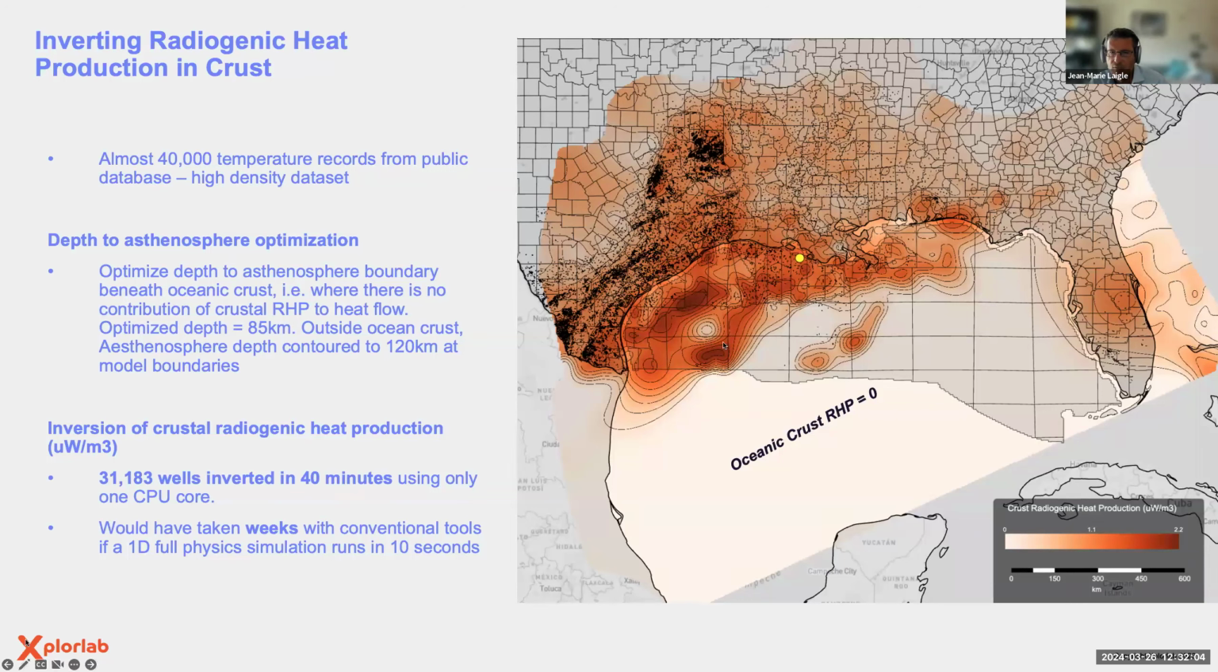So this entire inversion process is something that takes only 40 minutes with such a simulator, using only one CPU core, because you can compute a simulation in 1 microsecond. You can actually afford the optimization problem. This is typically something that would have taken weeks with conventional tools, or require an enormous amount of power to do so in an affordable time.